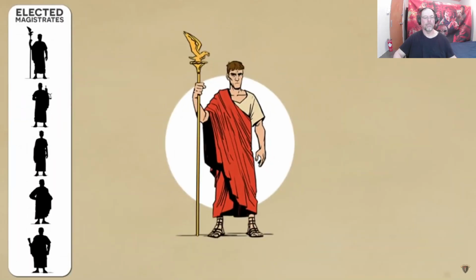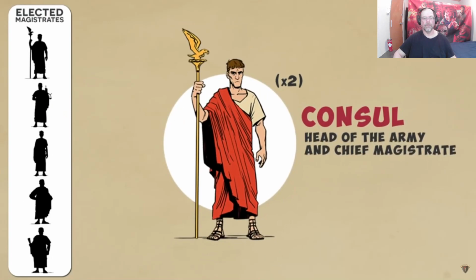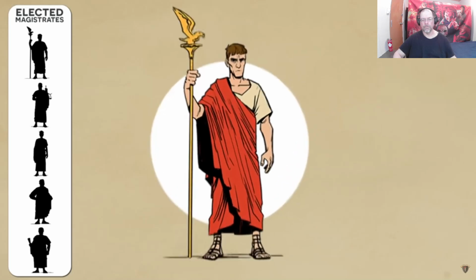The highest office was that of consul. These controlled the army and managed affairs of government, often at the direction of the Senate. Though they had much power in the form of imperium, this was checked by their limited term and the fact that there were two consuls, each with the power to veto the other.